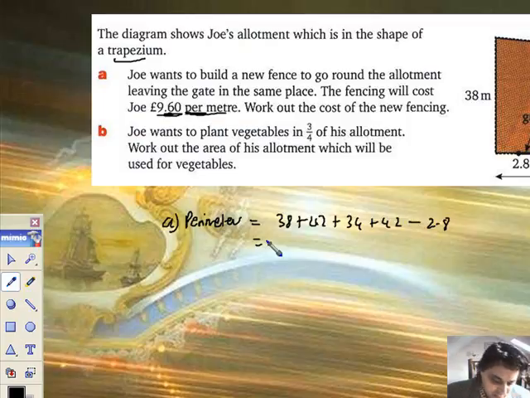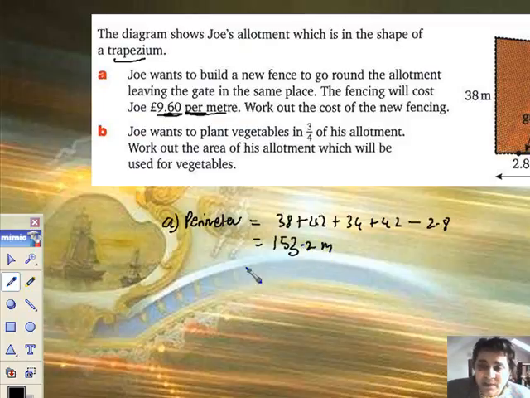Now take away the 2.8. You don't want a fence in front of the gate. You just open the gate, you smash your face on the fence. It's just not on, is it? That's going to be 153.2 meters worth of fencing.